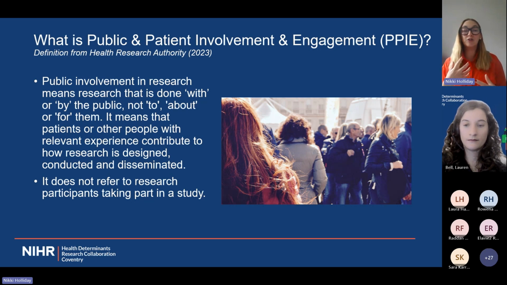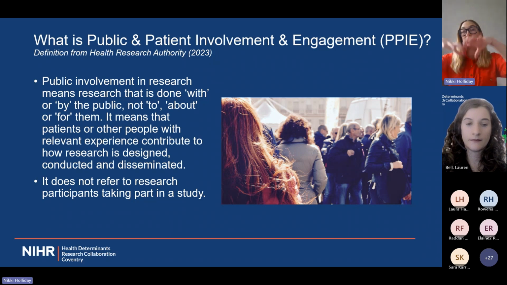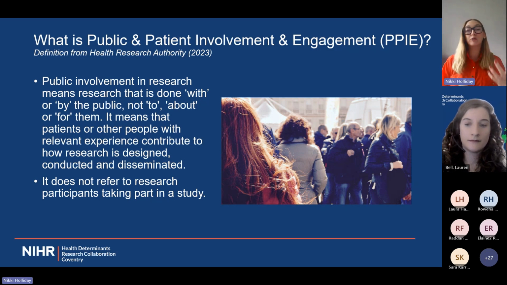So it doesn't refer to the actual research participants taking part in a study, it's the activities that are sort of around and support that. So the public and patients contributing to how that research takes place, what methods are used, how they're developed, how we recruit participants, and things like that.